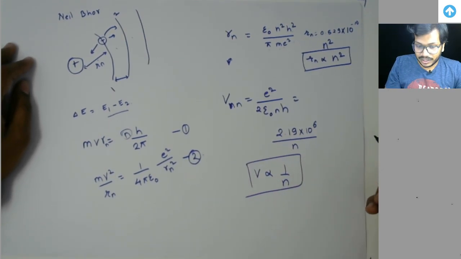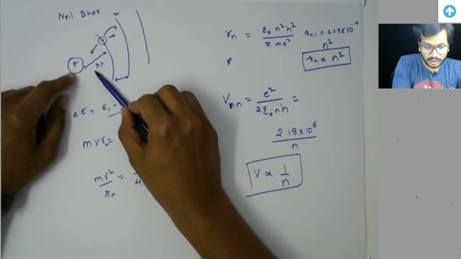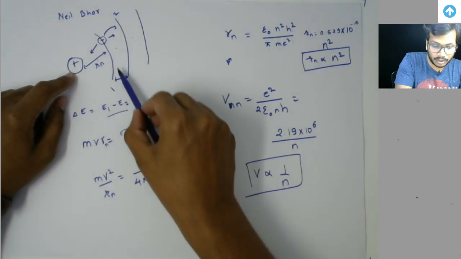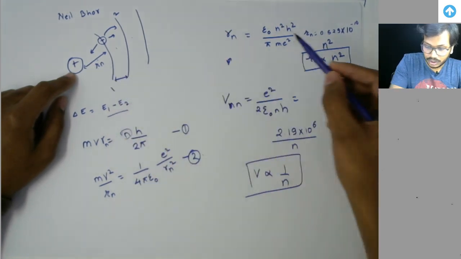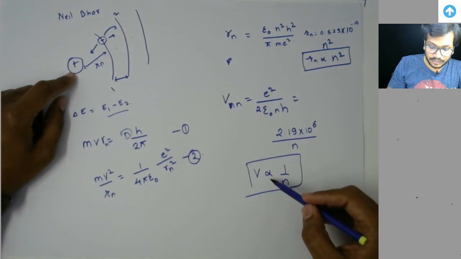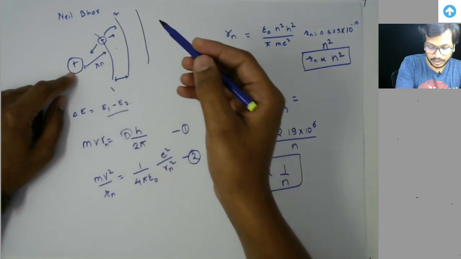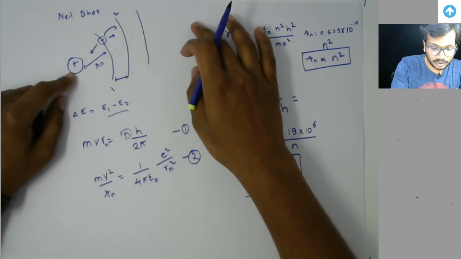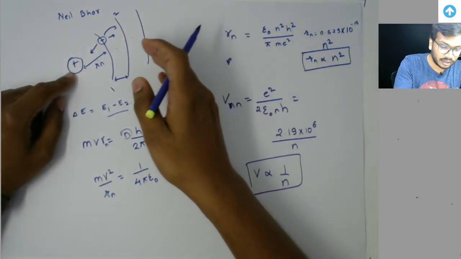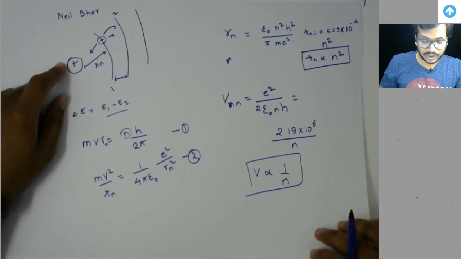So Bohr's theory tells us that the radius of an orbital is proportional to the square of the orbit number, and velocity is inversely proportional to the orbit number. So as we go further from the nucleus, the velocity decreases and so on. So this was Bohr's theory.